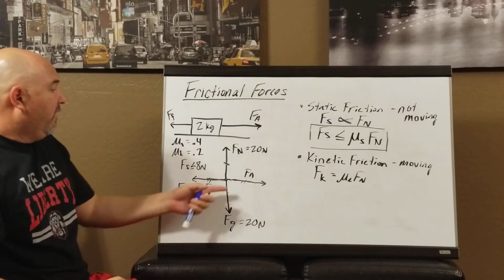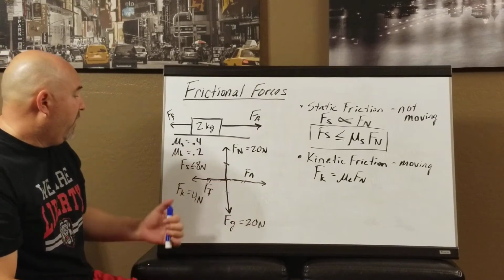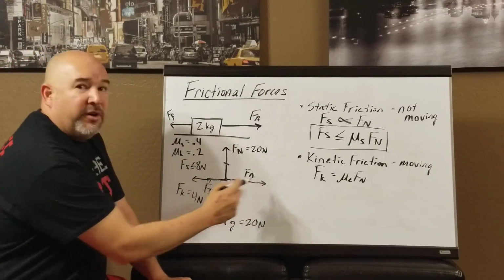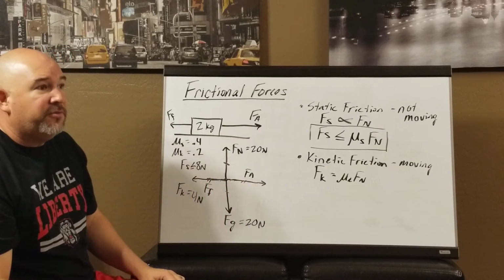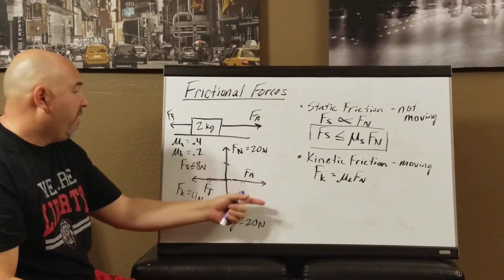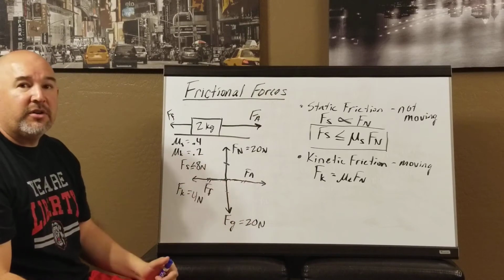So now let's say I have an applied force of whatever it happens to be. It could be anything. If I pull this with a force of 10 newtons, then I'm going to have an acceleration, because I'm going to have 10 newtons here and only 4 newtons back here. The 10 newtons is enough to break static friction.